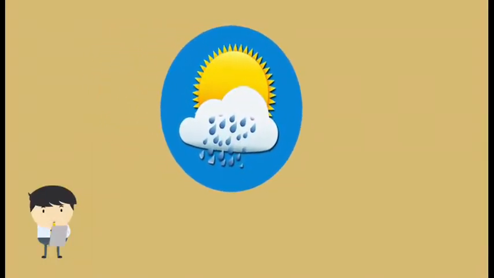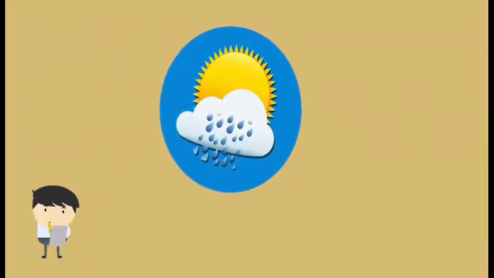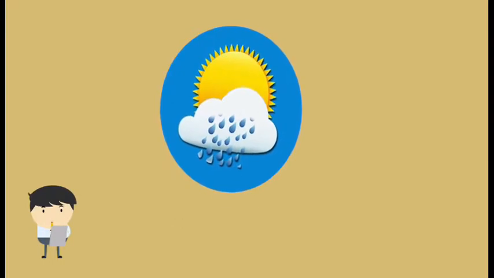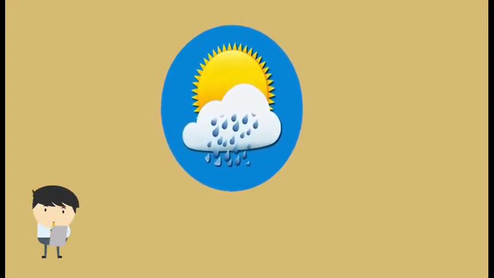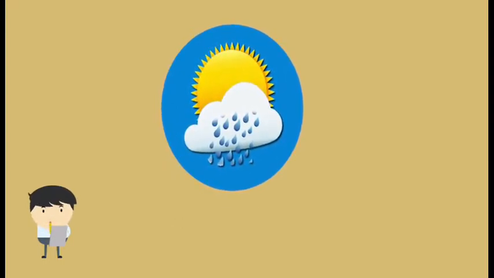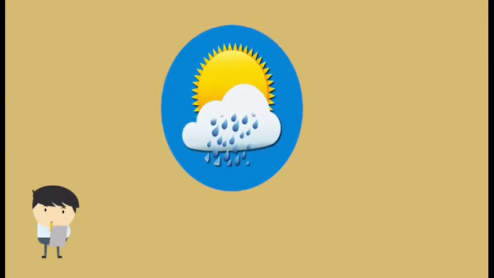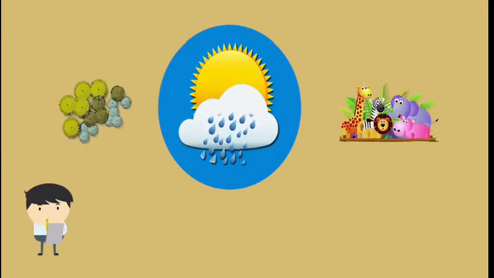Superficially, what is the meaning of climate? Climate is a weather condition over a long time and covering a very large area. Climate greatly affects the distribution pattern of flora and fauna in the world.